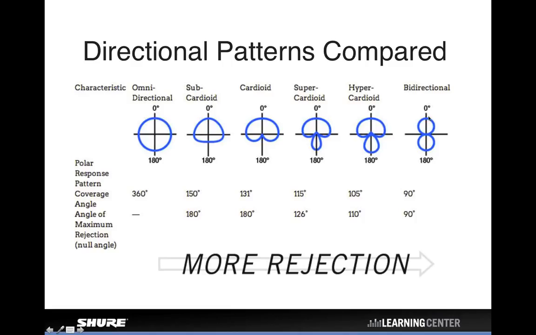and that gets even more extreme at hypercardioid. And then keep going, and eventually you end up at a bidirectional microphone, where your greatest rejection is at 90 degrees off axis, and the pickup at the front and the back is actually equal. That's the kind of pattern that bidirectional mics like ribbon microphones happen to have. So again, it's all about trade-offs.